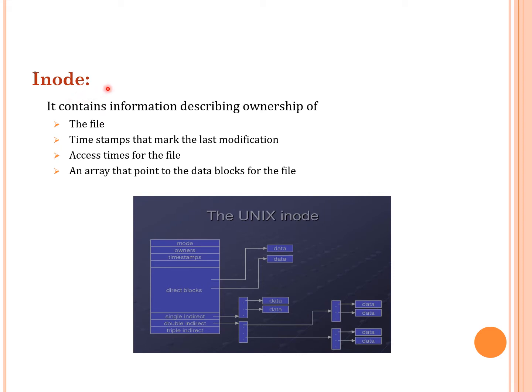An inode is a data structure in the Unix file system which consists of information regarding the ownership of the file, the access time for the file, the timestamps which give information regarding the last modification done to the file, and also an array which points to the data blocks of the file. This is the picture of an inode and this is how it looks. It basically consists of the owners, the timestamps, and the direct blocks. Inodes are stored in inode tables, and there is an inode table in every block group in the partition.